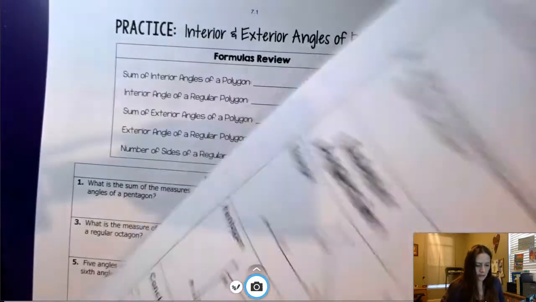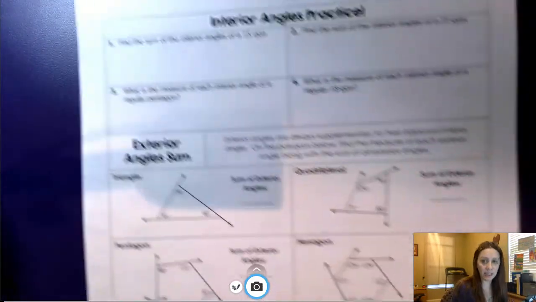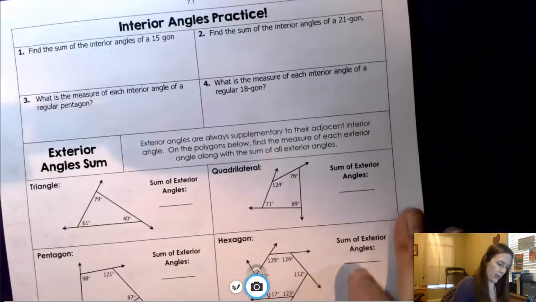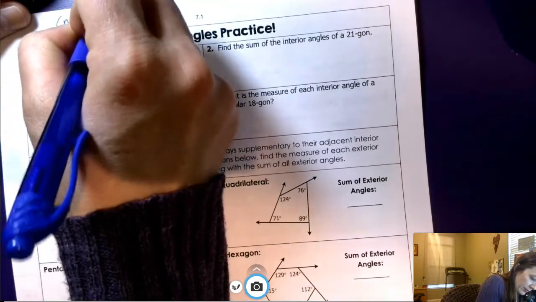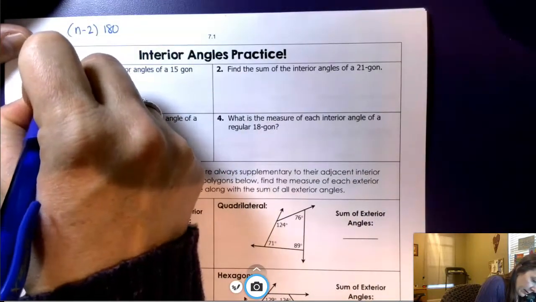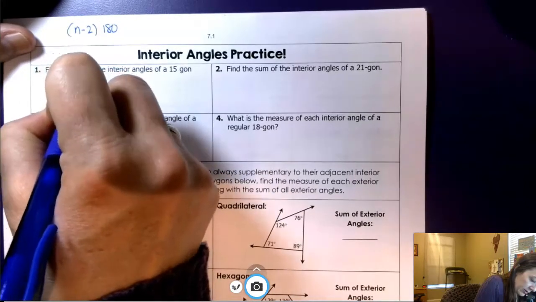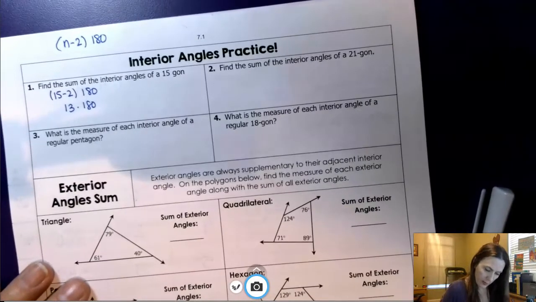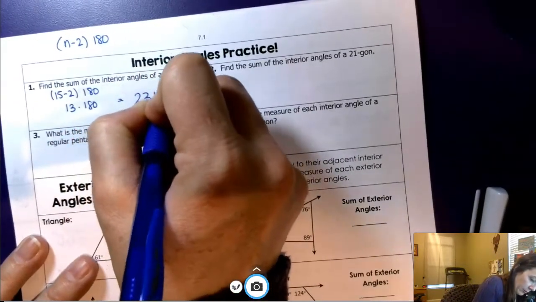Okay, we're going to go to the next page. We want to find the sum of the interior angles of a 15-gon. So again, I don't know the name of a 15-gon, but I do know my formula for this, and I am going to take n minus 2 times 180. So in this case, my n is 15. 15 minus 2 times 180. 15 minus 2 is 13 times 180. I'm going to use my calculator for that. And we get 2,340 degrees.